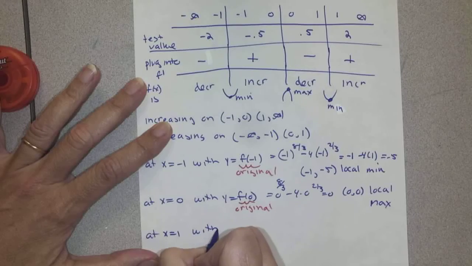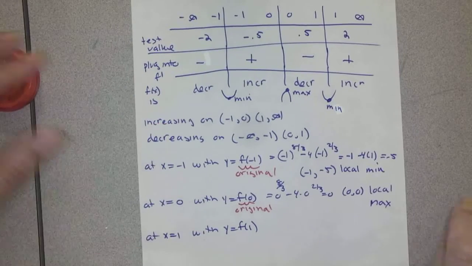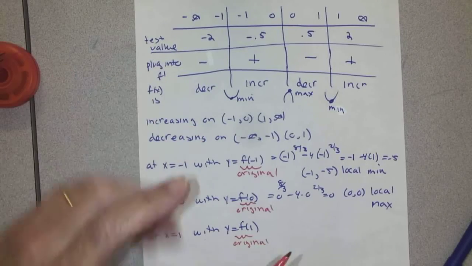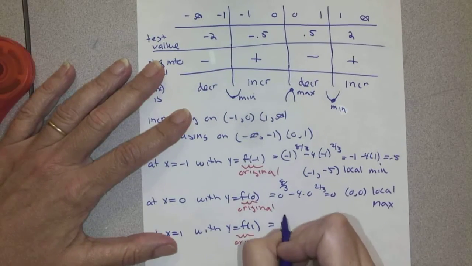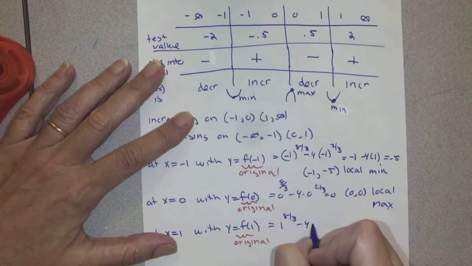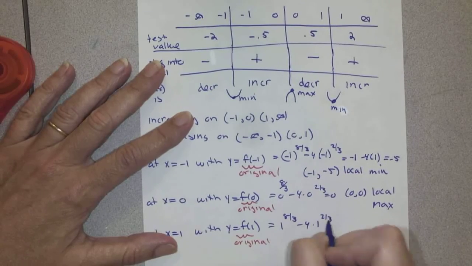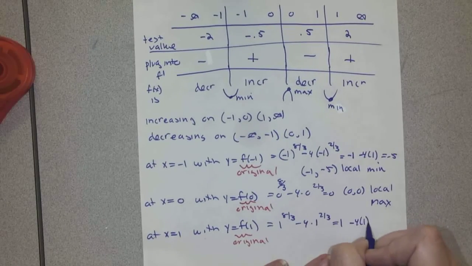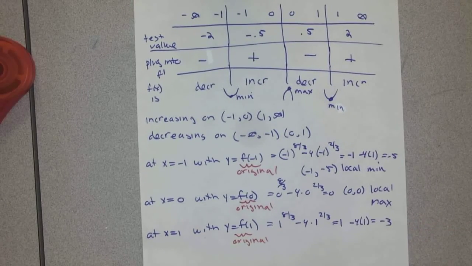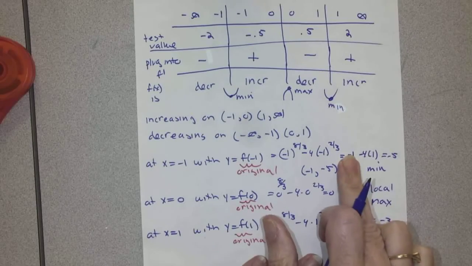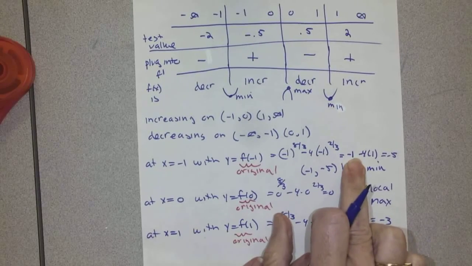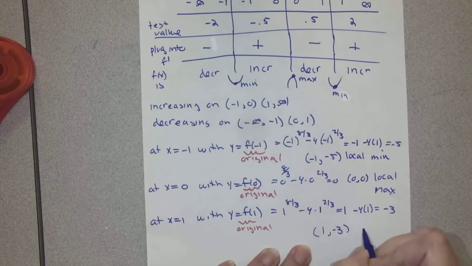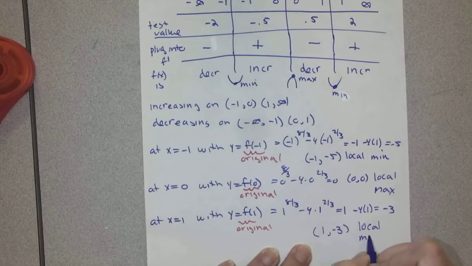So x equals 1, with y equal f of 1, always the original function. And so I've got 1 to the 8/3 minus 4 times 1 to the 2/3. Well, that's going to be 1 minus 4 times 1, which is negative 3. I made a mistake up there, we'll fix it momentarily. And so I've got 1, negative 3 is a local minimum.